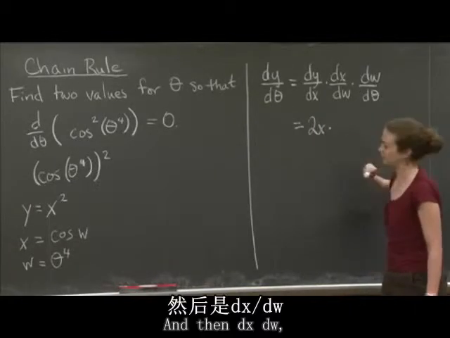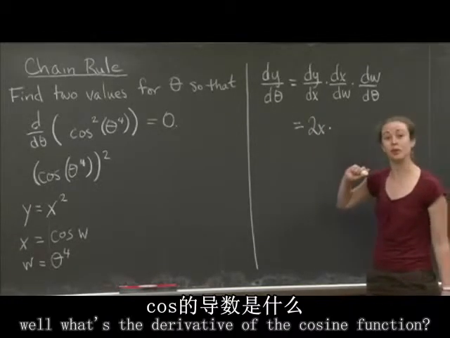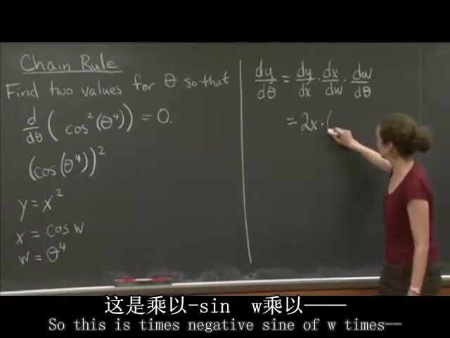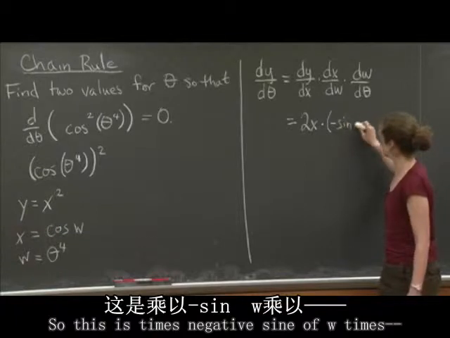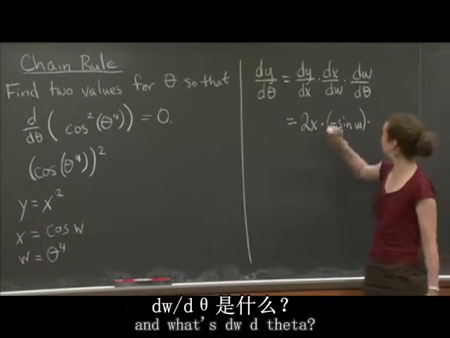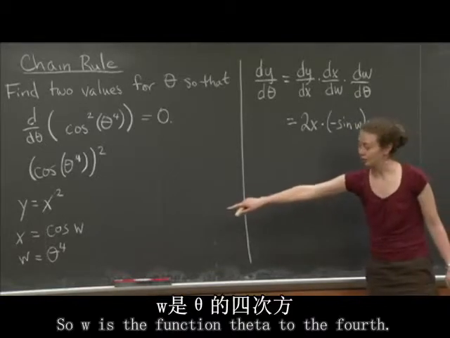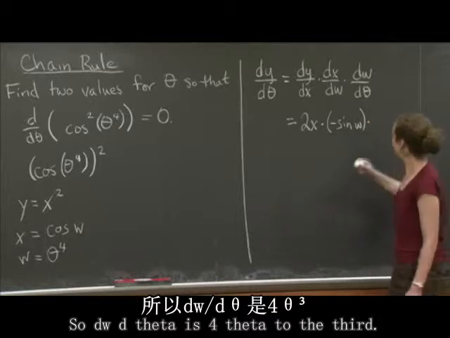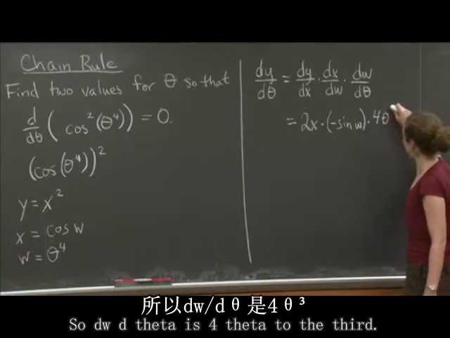And then dx dw, well, what's the derivative of the cosine function? The derivative of cosine is negative sine. So this is times negative sine of w times, and what's dw d theta? So w is the function theta to the fourth. So dw d theta is 4 theta to the third.